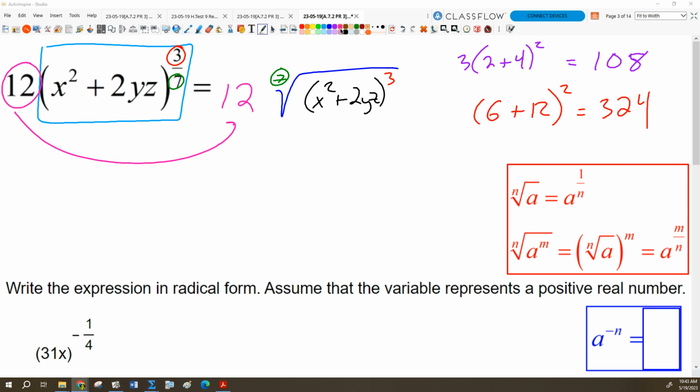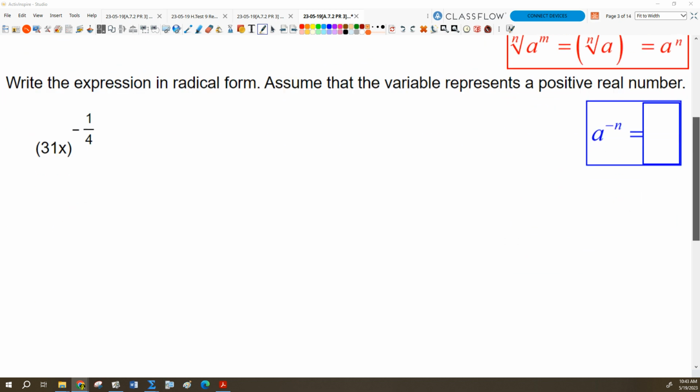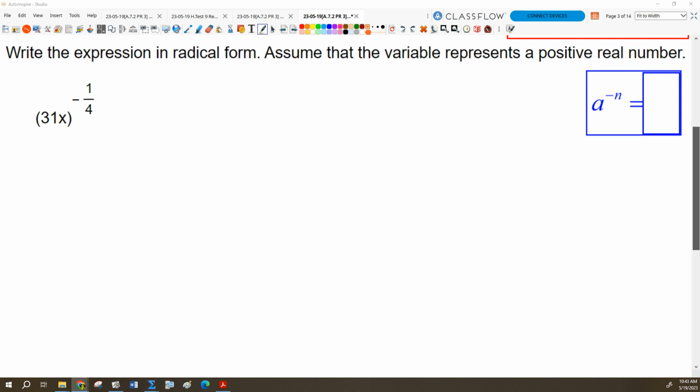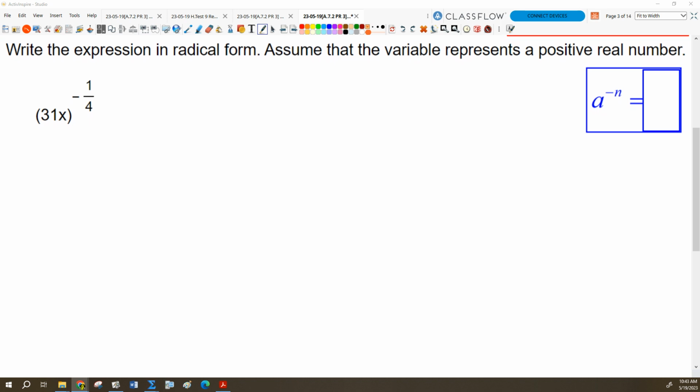Okay, make sense? All right, now compare that to this guy. Okay, this is a little different, right? Now we've got something else going on here. We've got a negative exponent. So we have to remind ourselves about what the heck we do with negative exponents. Who can remember? What's our property here? If I have a to the negative n, how do I rewrite that with a positive exponent? You mean 1 over that, you mean?